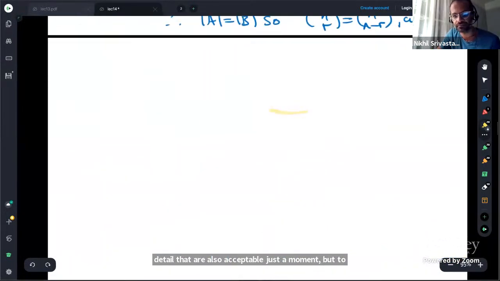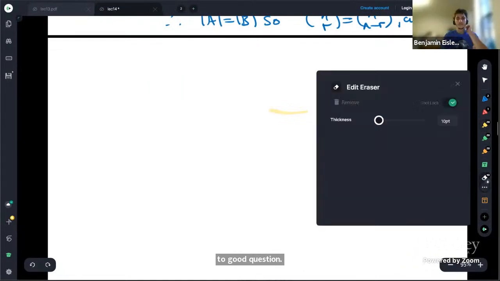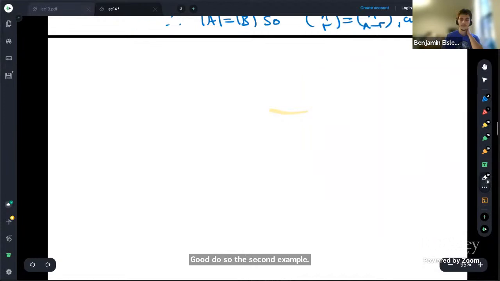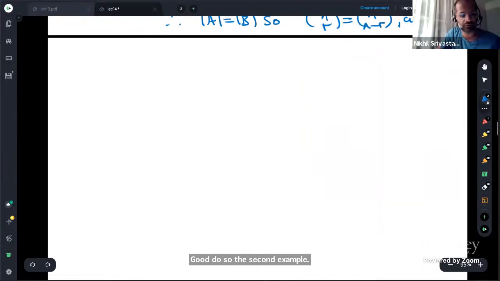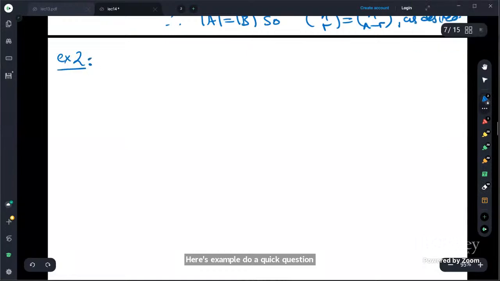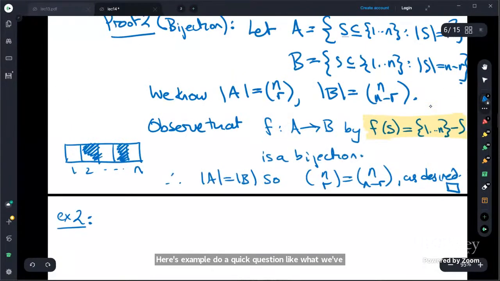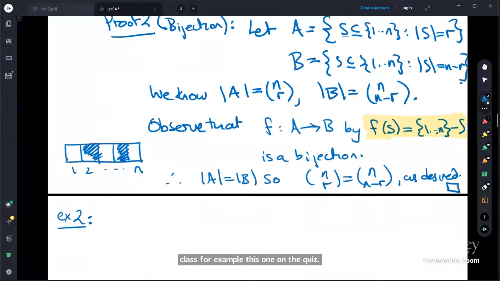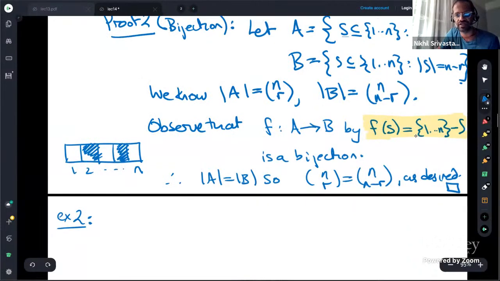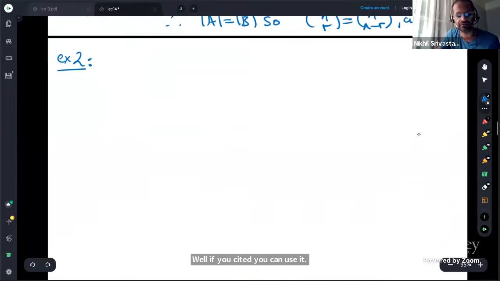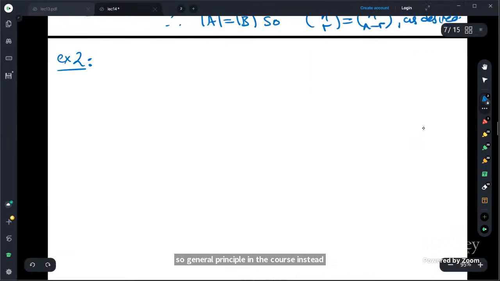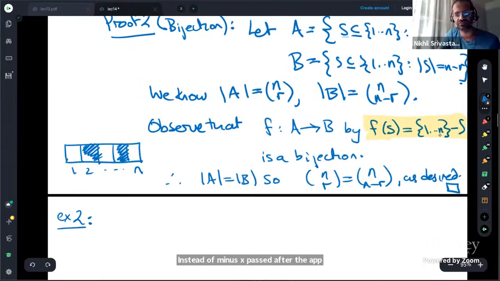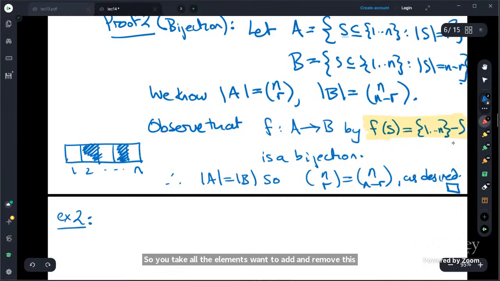Okay, let's do a second example. Here's example 2. A quick question: like what we prove in class, for example with this one, on the quiz, can we use any of these proofs, or can we directly use it? Well, if you cite it, you can use it. If you state exactly what you're using, you can use it. That's a general principle in the course. Is that a minus S after the F of S? Yeah, minus S. So it's the set difference. So you take all the elements 1 through n and remove S. So this is the complement of S.